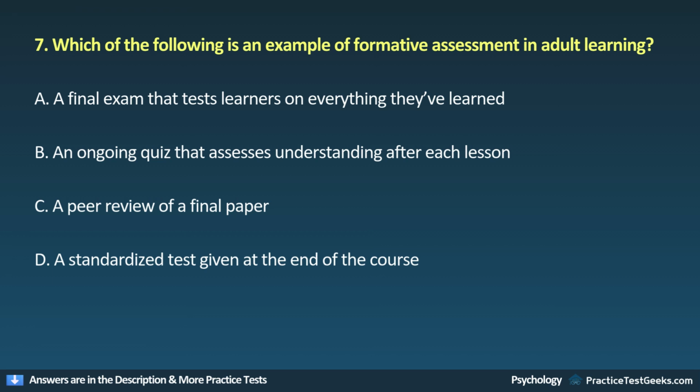7. Which of the following is an example of formative assessment in adult learning? A. A final exam that tests learners on everything they've learned. B. An ongoing quiz that assesses understanding after each lesson. C. A peer review of a final paper. D. A standardized test given at the end of the course.